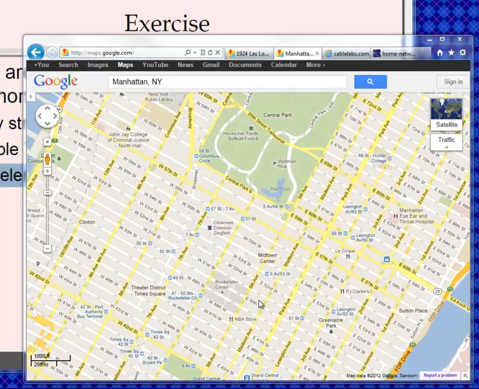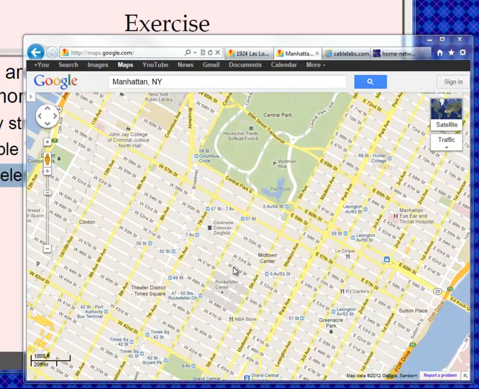You've got occasional deviations from the grid. Yes, take a look at Broadway here. It kind of runs a little differently than the avenues and the streets. But by and large, this is a pretty grid-oriented structure, very typical of large cities, as I said, particularly in the Midwest.